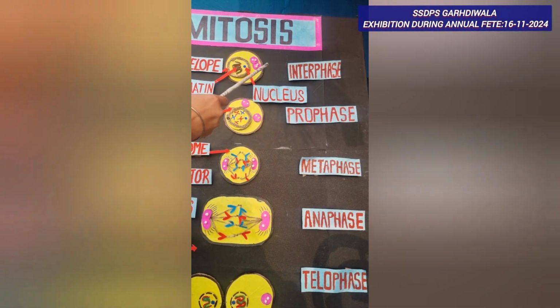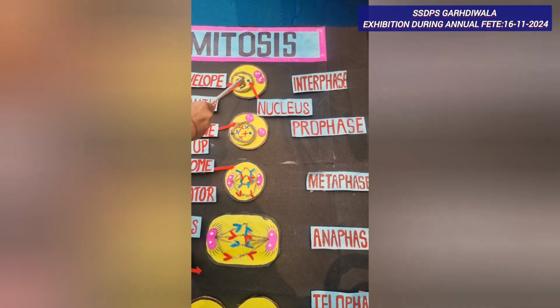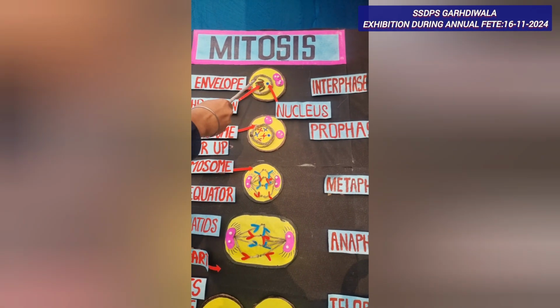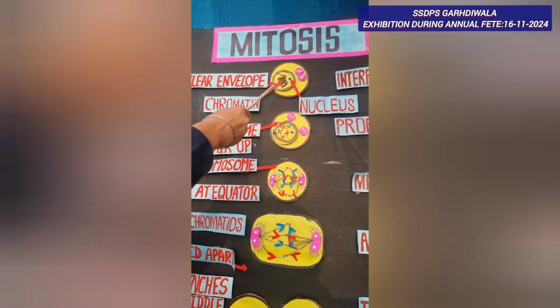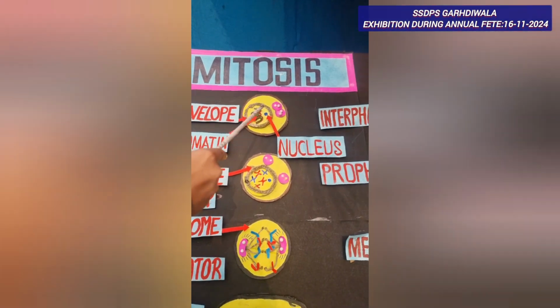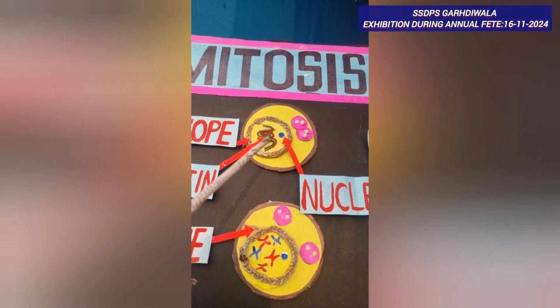In the interphase, you can see that the nucleus carries the nucleolus, which is the blue dot, and chromatids, which are the thread-like structures which contain the genetic material. The centrioles are at distinct positions.